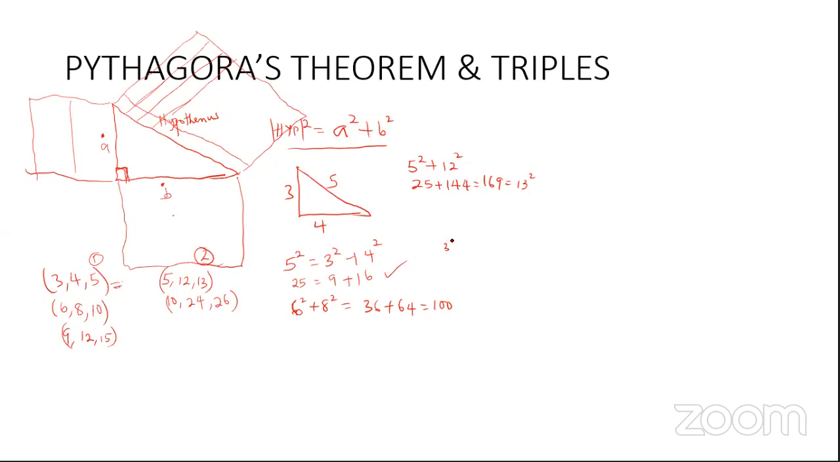So let me give you one more family. Apart from this, another family that we also have is the family of 8, 15, and 17. Let's test that. 8, 15, and 17. 8 squared plus 15 squared. 8 squared will give us 64. 15 squared will give us 225. By the time you add them together, it will give you 289. And 289 is the same thing as 17 squared. So it means 8, 15, and 17 is also a family.